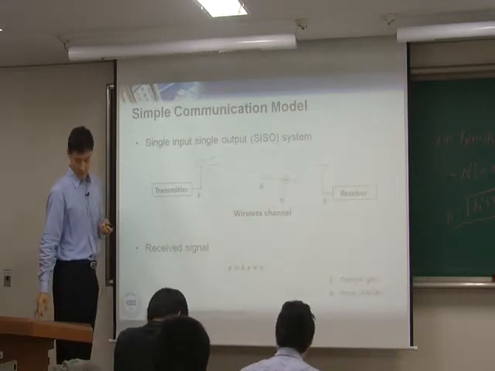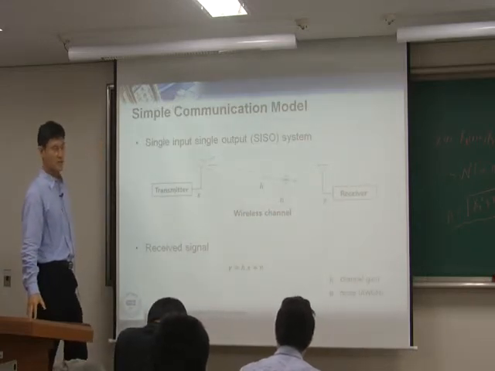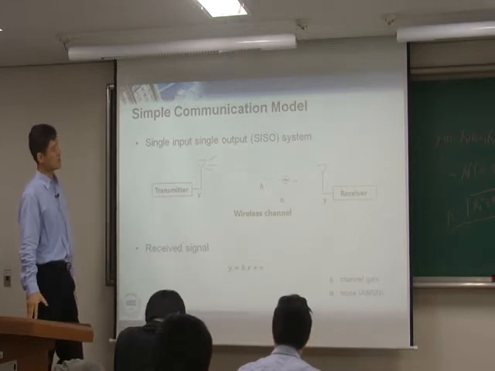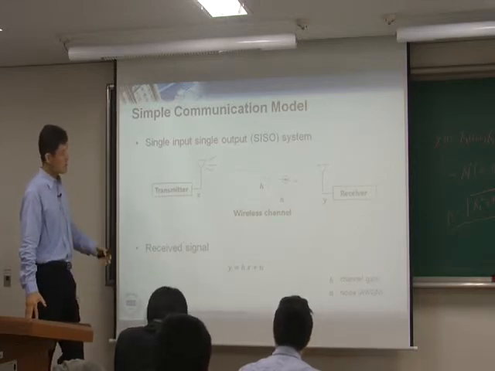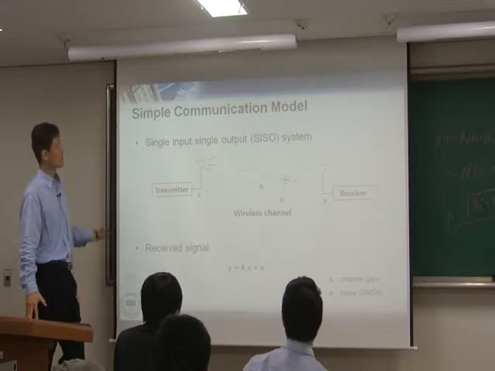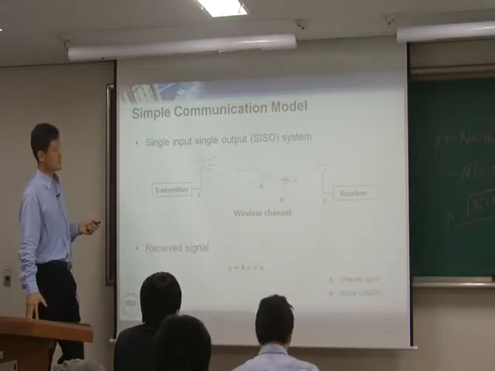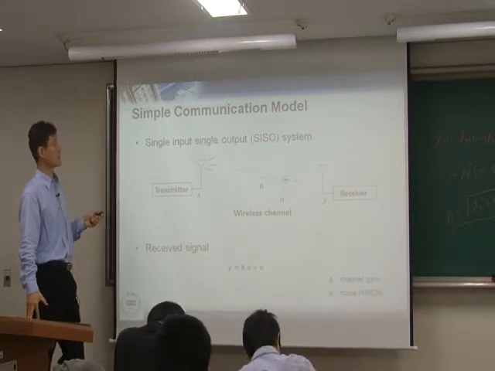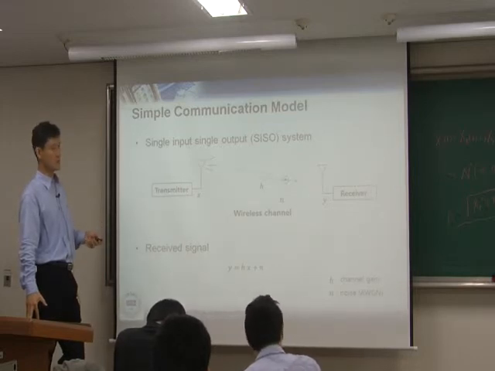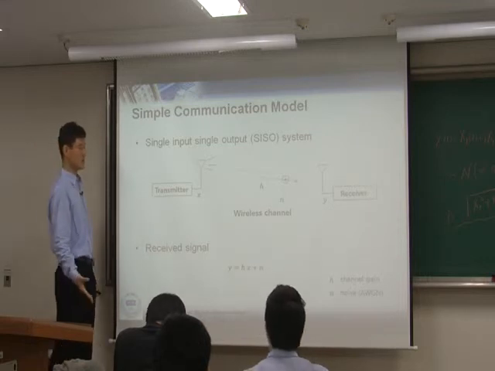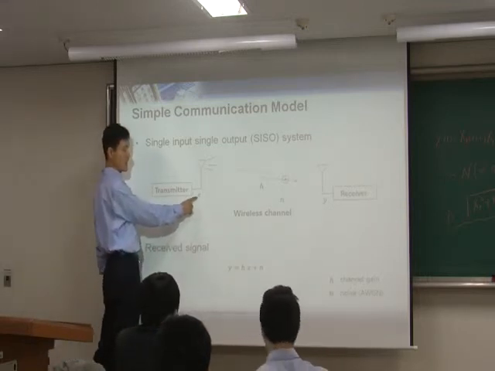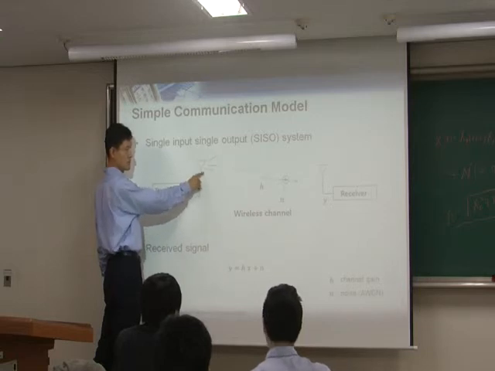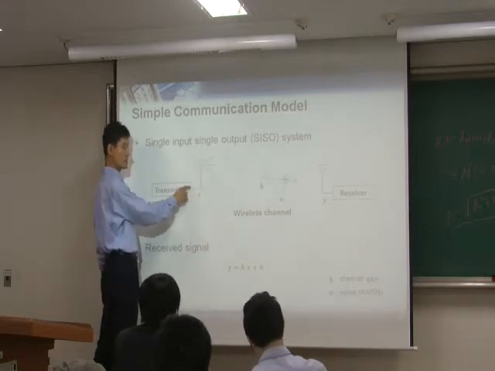Okay, so now based on those concepts and illustrations that we just talked about, let's look at the model. A simple communication model. So here is how we model the system. Again, going back to the basics, let's start from the single antenna case. We have a single antenna at the transmitter, a single antenna at the receiver. How to model this: let's say we use X for the transmit signal. X is what we transmit.